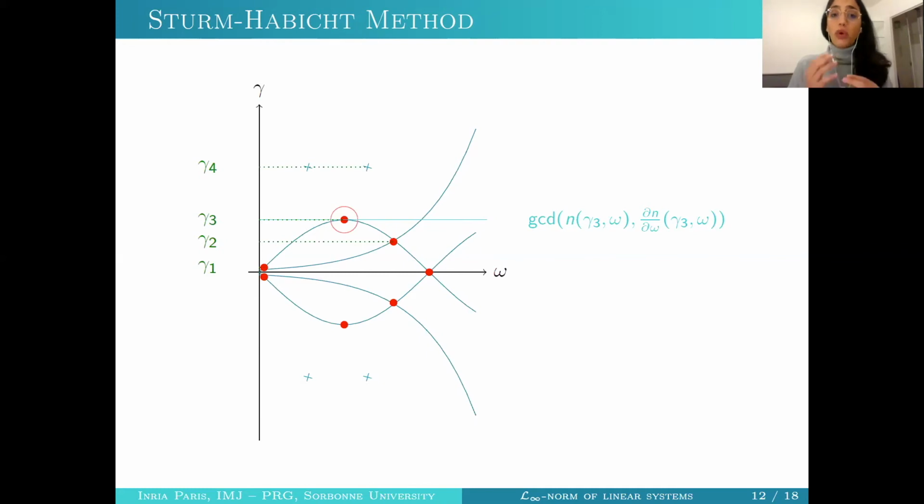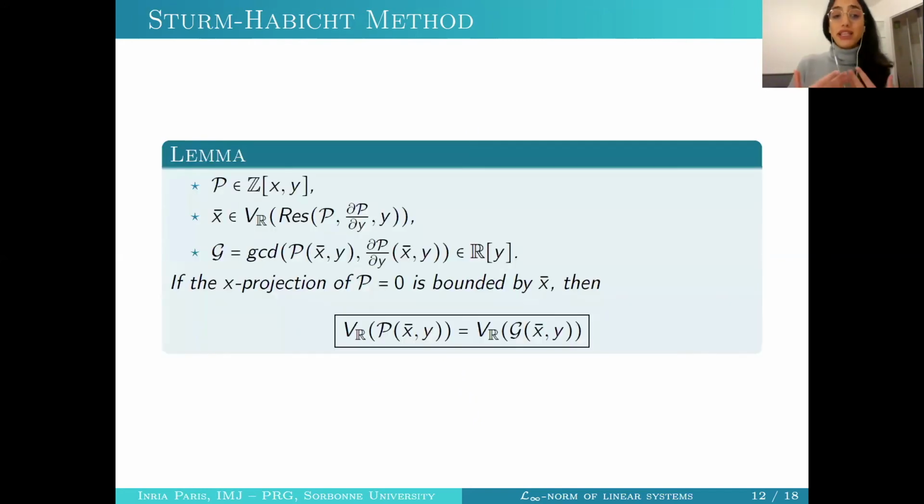Moreover, when we study the sign variation over the leading coefficients of this Sturm-Habicht sequence, we obtain exactly the number of the real roots of our univariate polynomial. However, instead of computing a Sturm-Habicht or subresultant sequence for this GCD polynomial and its derivative with respect to omega, which would be a little bit costly, we apply this lemma that says that when P is a curve that is bounded in the x direction by x bar, the real roots of P over x bar are exactly the real roots of its GCD polynomial over x bar.